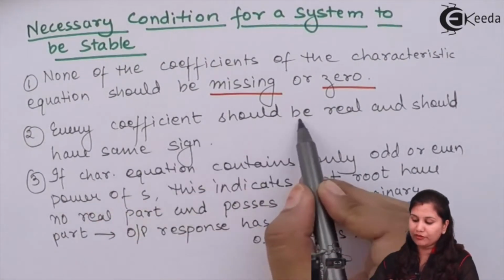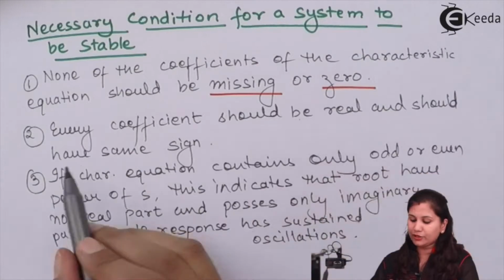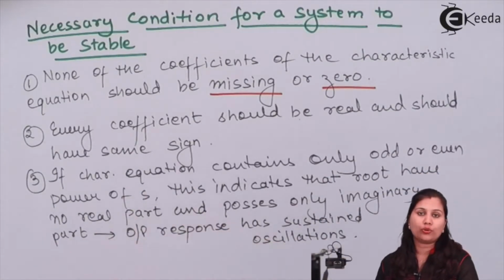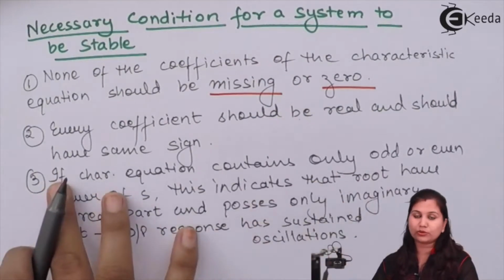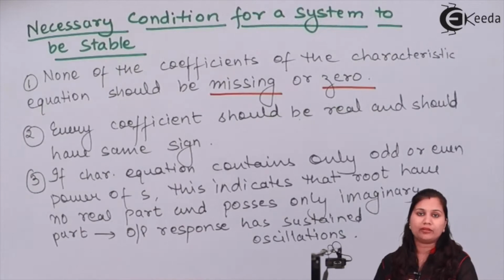Now every coefficient should be real and should have the same sign. So no coefficient in the characteristic equation should be imaginary; all should be real, and they should also have the same sign. They should either all be positive or all be negative. So the signs of the coefficients should be the same, they should be real, and no coefficient should be missing or 0.